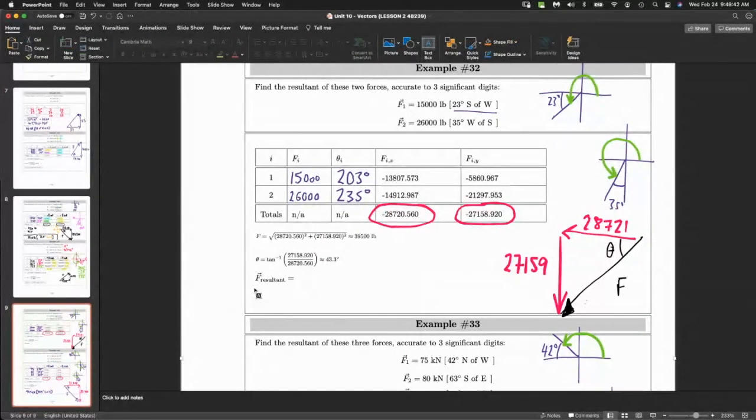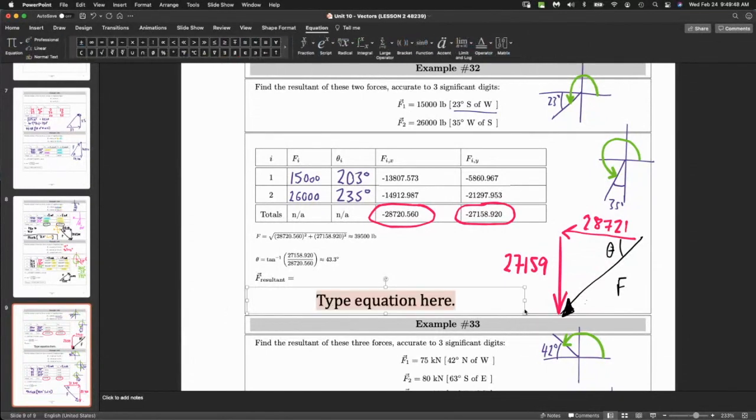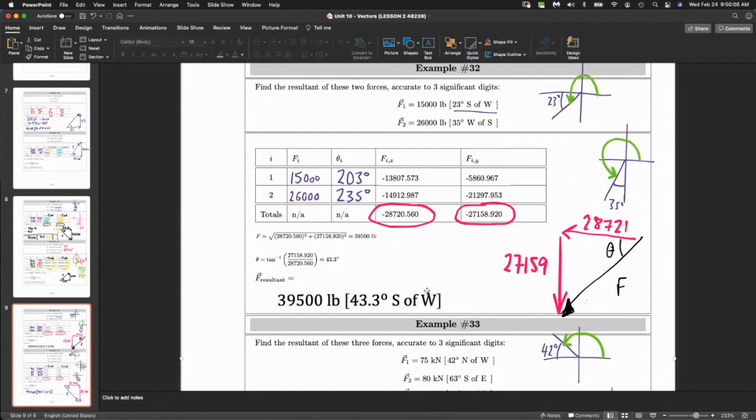So this is our last one, so I'll type it up nice. So this is going to be 39,500 pounds with a direction of 43.3 degrees south of west. And there you have it.